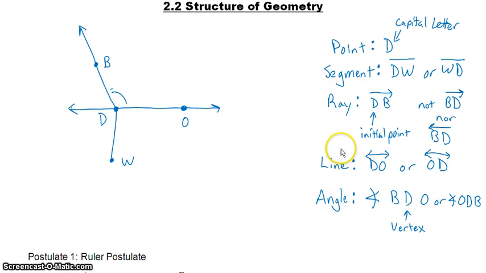Now, can I take a line and turn a line into a ray? Certainly. If you look at line DO, which is the same as OD, if I cut off one of the tails, I would have a ray. If I cut off this tail, I have ray DO. If I cut off this tail, I would have ray OD. Can I turn a line or a ray into a segment? Yeah. If I cut off this tail and this tail, I have segment DO.